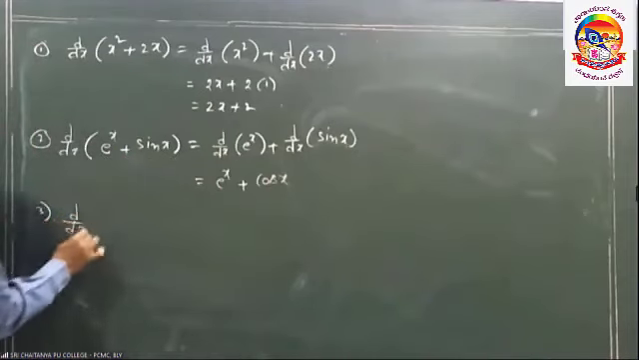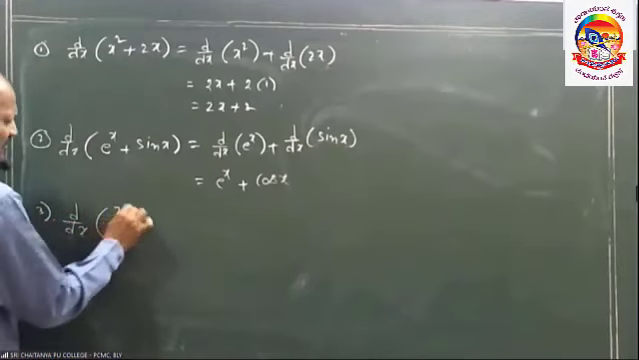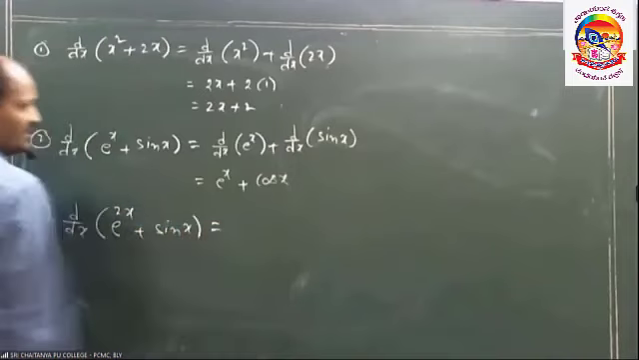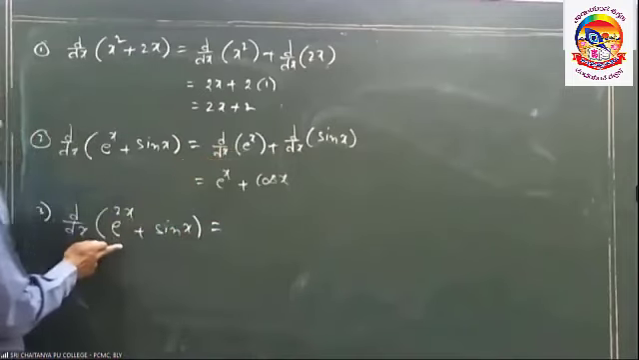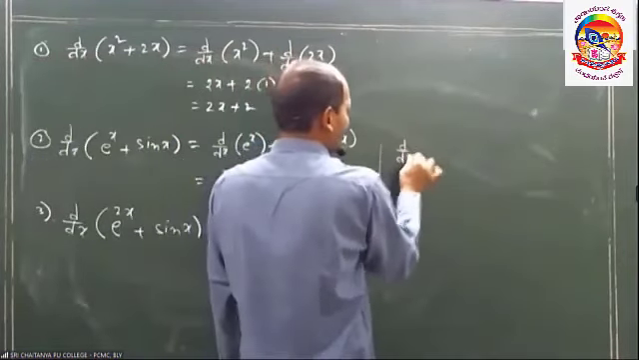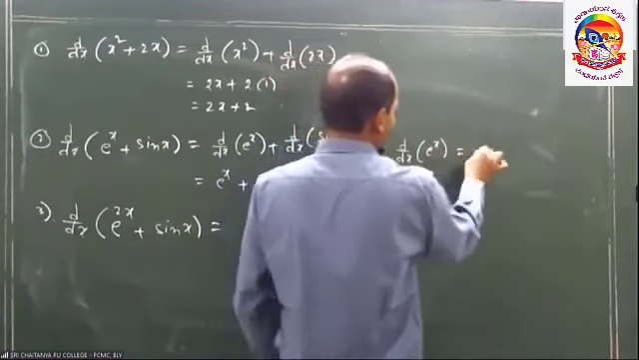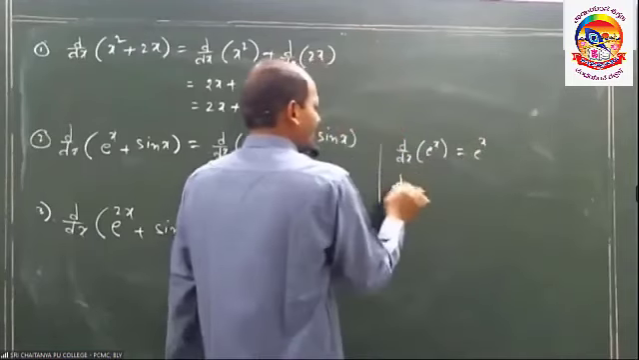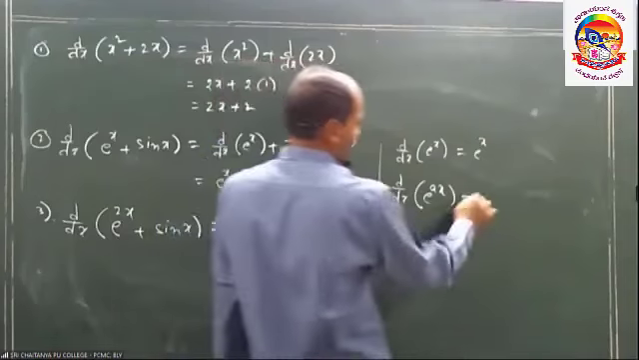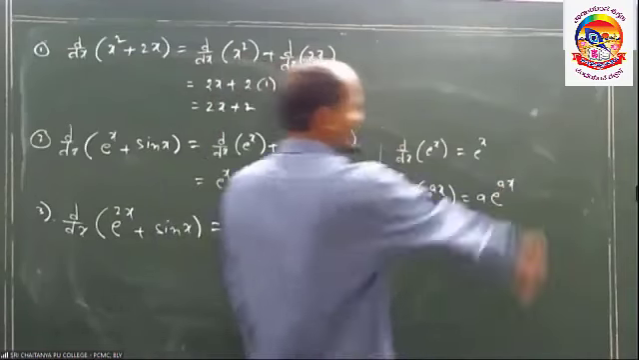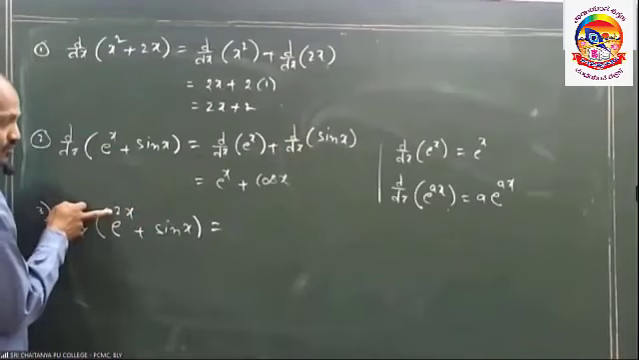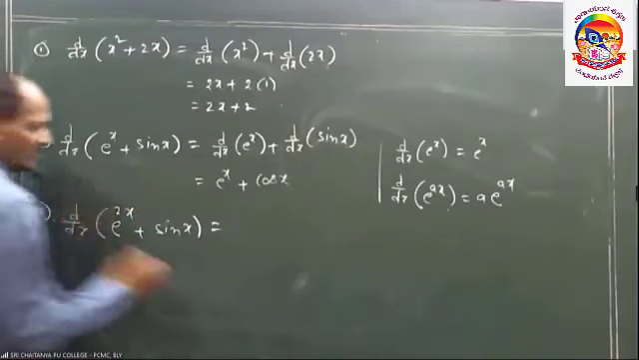Next, derivative of e power 2x plus sin x. What is the difference between derivative of e power x and e power 2x? We know that the derivative of e power x formula directly is e power x. In case of the derivative of e power ax, a is a constant, so it is a e power ax. So here instead of a, given a 2.